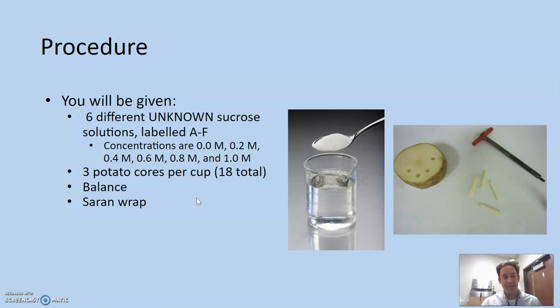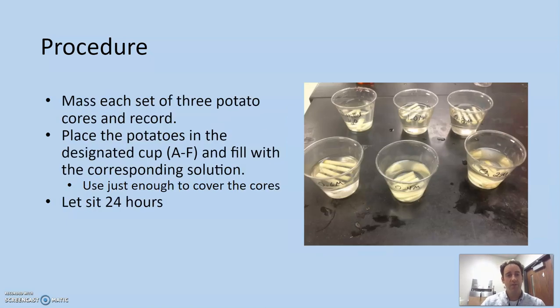You're going to get a balance and saran wrap. Why a balance? Because before putting them in the cup, you are going to mass each set of 3 potato cores. So I'm going to weigh 3 potato cores, record that mass, and put them in cup A. I'm going to weigh 3 more, record that mass, put them in cup B, and so on. So you're treating the cores as groups of 3. You're not individually measuring each one. You're measuring them in groups of 3.